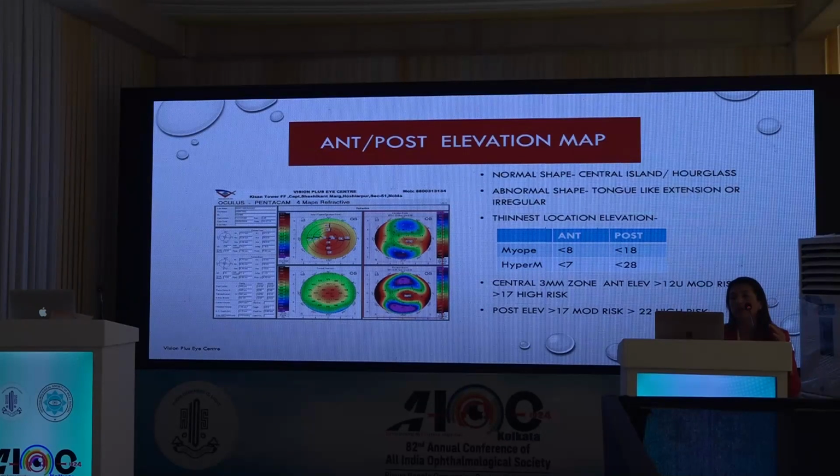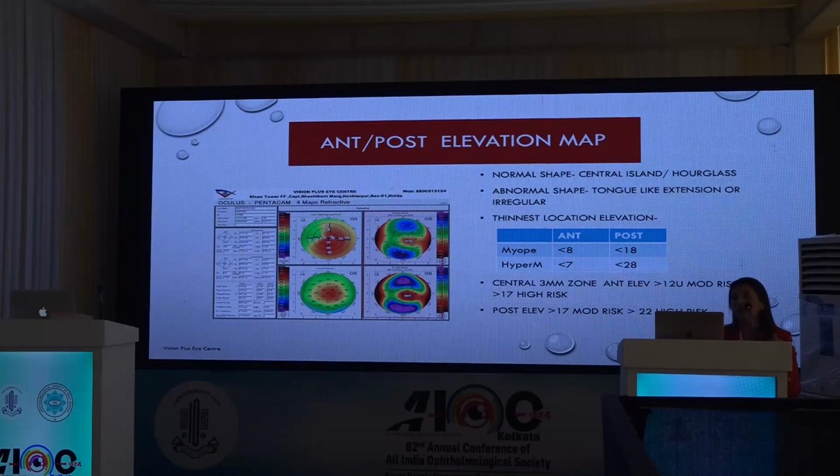Even though all the other parameters may be normal, if you have a tongue-like extension, again, you should be cautious. And then you need to look at the thinnest location elevation, which in myopes should ideally be less than 8 on the anterior surface and less than 18 on the posterior surface. So these parameters, maybe put them up near your Pentacam so that when you're looking at it, you or your technician can easily identify and red flag anything which is abnormal.